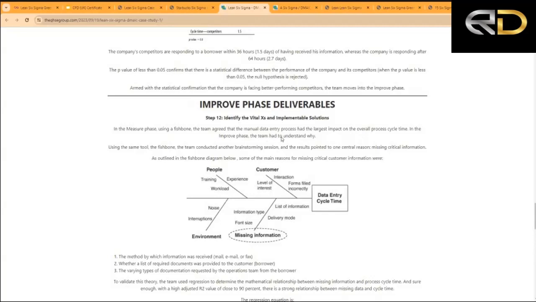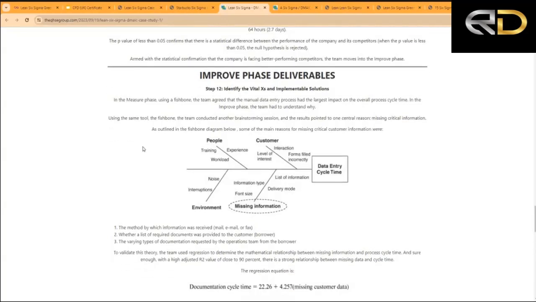In the improvement phase, that is what we determined. But now, in the improvement phase, we need to determine why. So we are going to use the same tool, which is the fishbone, to conduct another brainstorming session. All you're doing here is looking for ideas on how we can fix those root causes. In this case, we are looking for ideas on how to fix the root cause of late response.